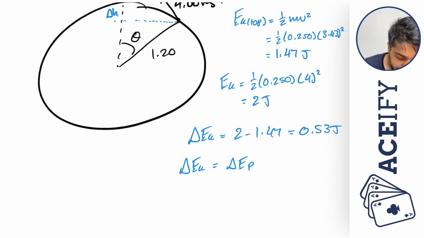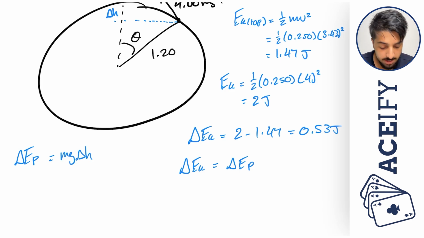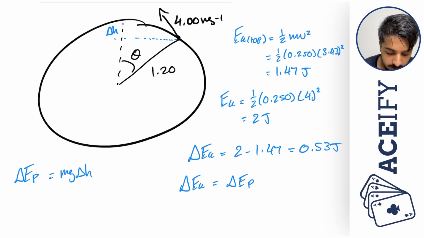Now, as discussed previously, our change in EK is equal to our change in EP, right? Now, our change in EP is equal to mg delta H. Now we know our change in EP is equal to mg delta H because the delta H is the only thing that's changing. The height is the only thing that's changing. G obviously doesn't change, and the mass of the ball is not changing. And we can see in this scenario here that the height of the ball is the only thing that's changing.